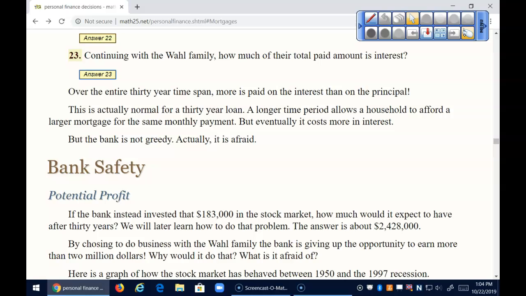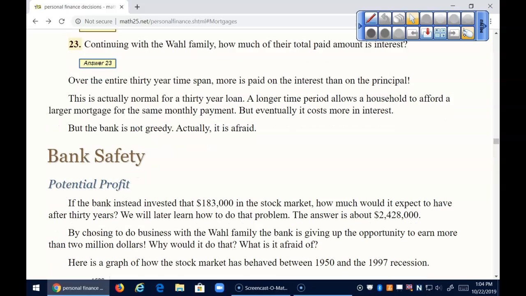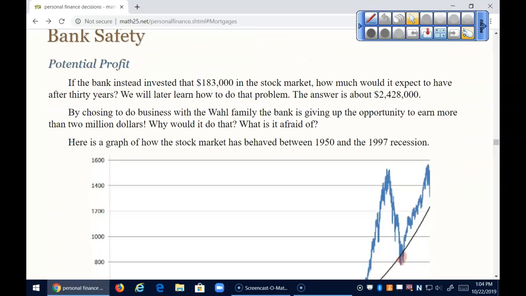So, is the bank greedy because it charged them so much interest over 30 years? No, actually, it's afraid. Let's talk about this a little more. If the bank instead invested $183,000 in the stock market, how much would it expect to have after 30 years? We'll learn how to do this in the next section about saving for retirement. But for now, just trust me that the answer is about $2.5 million. So why would the bank get 100 and whatever it was, 60-ish thousand of interest when it could get $2 million on the stock market?